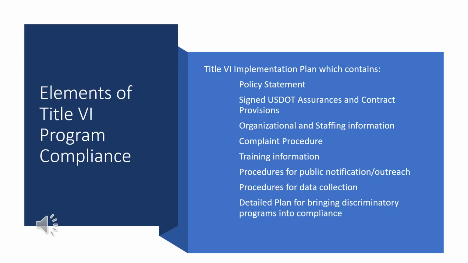This slide is kind of a roadmap for the next several slides. Title VI implementation plans generally are going to contain the elements that are listed here: a policy statement, signed assurances and contract provisions, information about organization and staffing, a complaint or grievance procedure, information about training, procedures for public notification or outreach, procedures for data collection, and if applicable, detailed plans for bringing discriminatory programs into compliance.